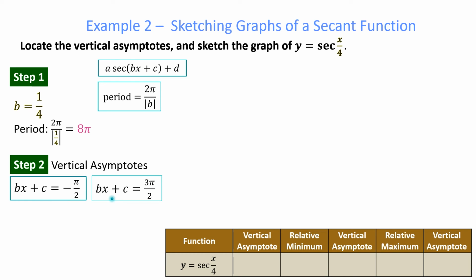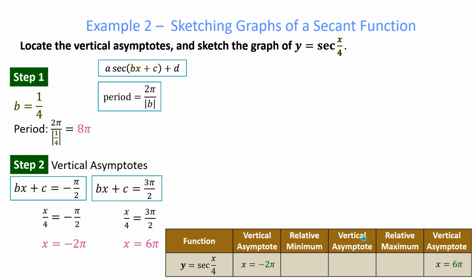Now for step 2, we'll try to work out the vertical asymptotes using these two equations. You'll recall again, bx plus c is just this part of the general form within the brackets, and the equivalent form for this function is x over 4. So I'll replace bx plus c over here and bx plus c over here with x over 4 to give us the following. And then we can solve these two equations to give us x equals minus 2 pi and x equals 6 pi. So I'll put these in over here and over there because these are the beginning and the end of one cycle of this function.